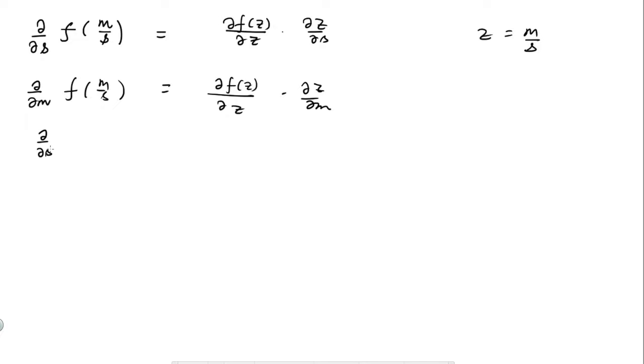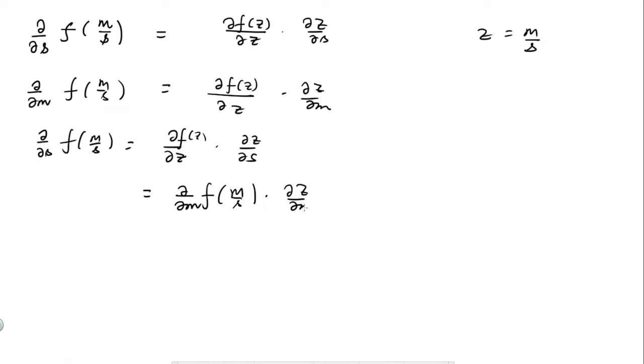So ∂/∂s of f(m/s) is this object, ∂f/∂z times ∂z/∂s. Okay, this is the same equation I've written, which is, I can write this ∂f/∂z as, I will just take this thing and multiply with the inverse of ∂z/∂m on both sides. That gives you ∂f/∂z, and I will just substitute it here. So you get ∂/∂m of f(m/s) times (∂z/∂m) inverse times ∂z/∂s.